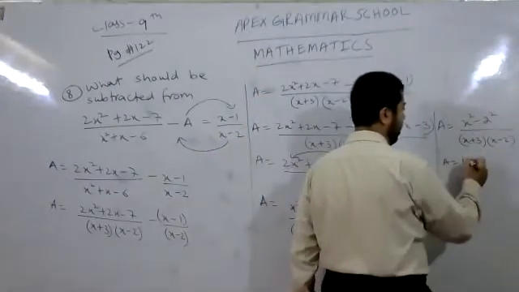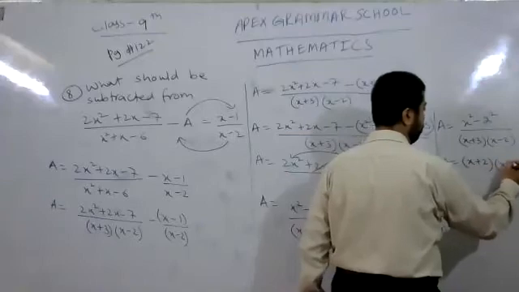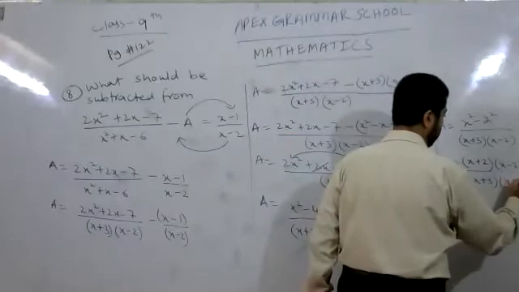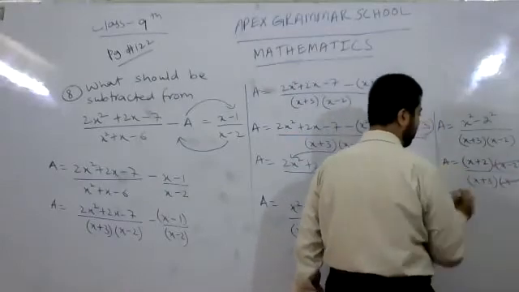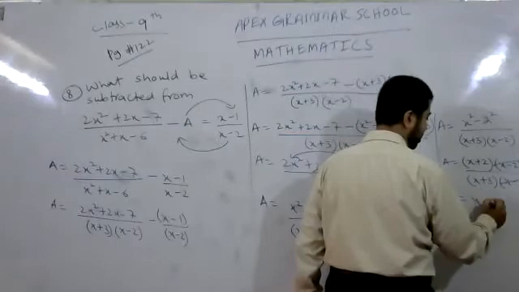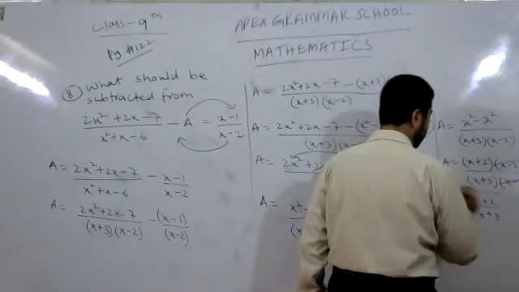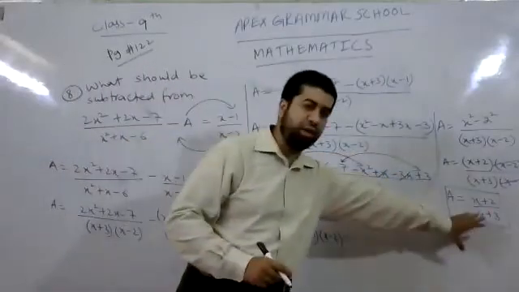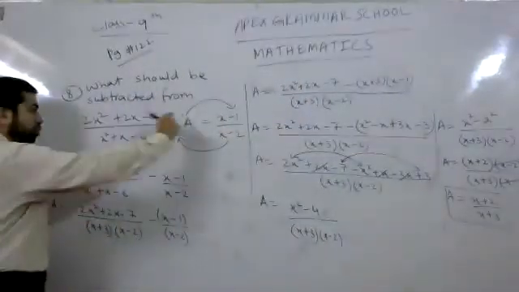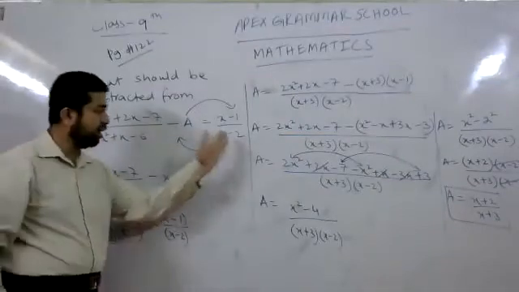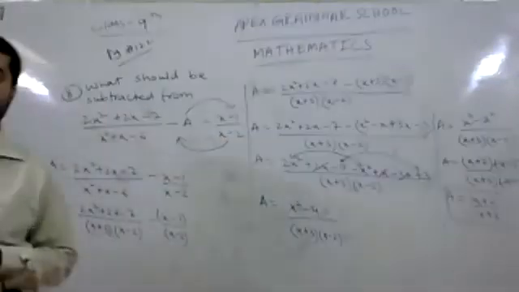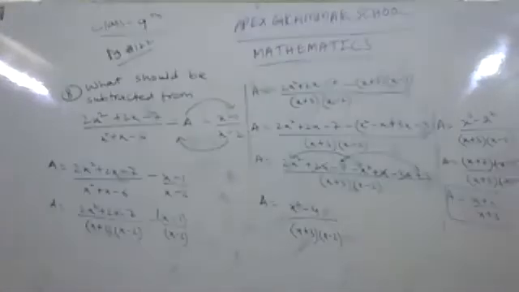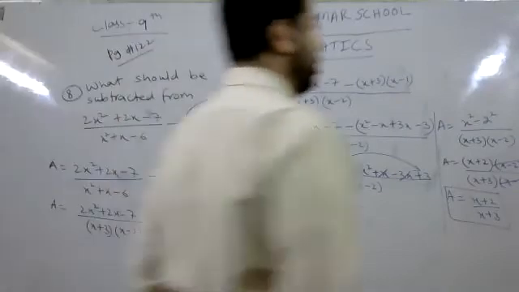So you need to write it as x plus 2 and x minus 2, and in denominator x plus 3 and x minus 2. So both can cancel each other. So the value of A is x plus 2 over x plus 3. Now this was the actual fraction which should be subtracted from this to get the answer x minus 1 over x minus 2. This was your question number 8. Now we are going to solve the next question.